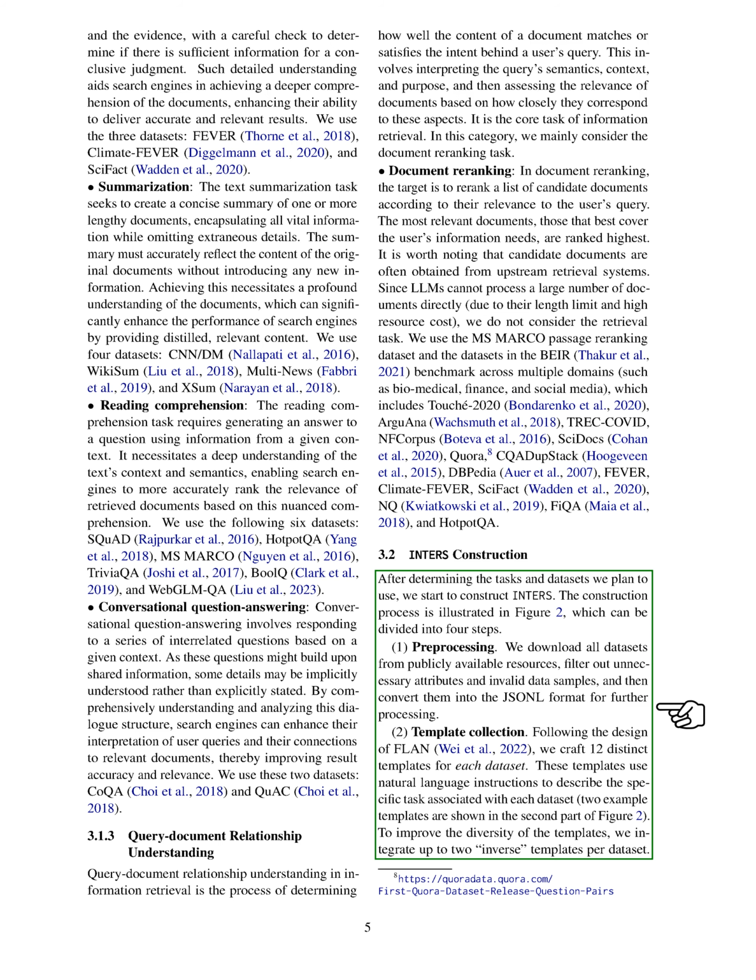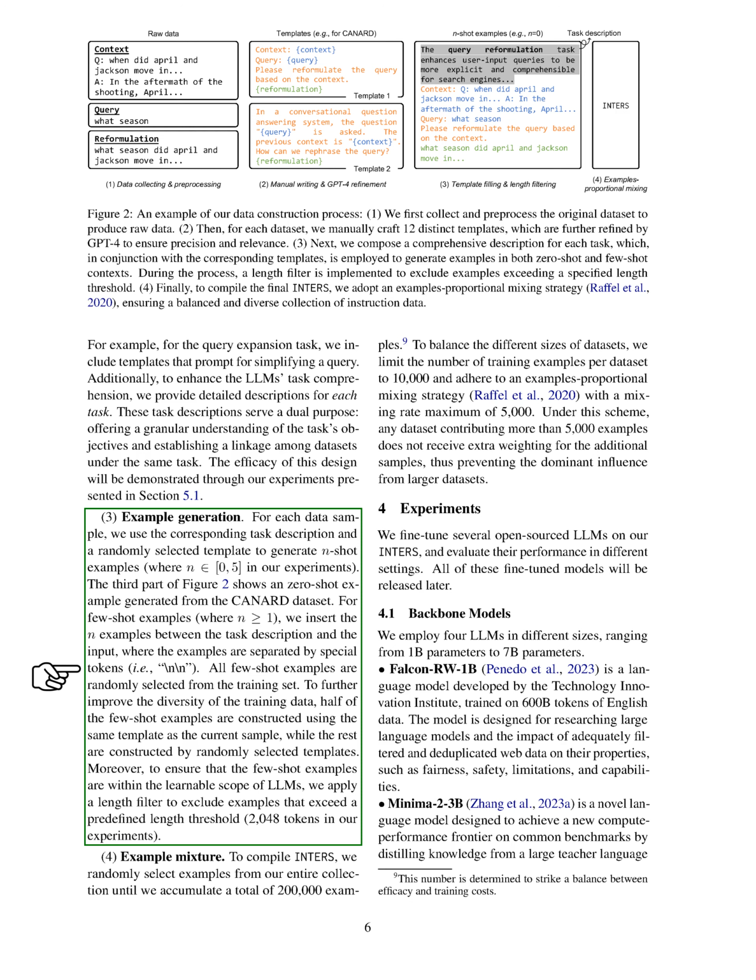3. Example generation. For each data sample, we use the corresponding task description and a randomly selected template to generate n-shot examples, where n is between 0 and 5 in our experiments. For few-shot examples, where n is greater than or equal to 1, we insert the n examples between the task description and the input, where the examples are separated by special tokens. All few-shot examples are randomly selected from the training set.